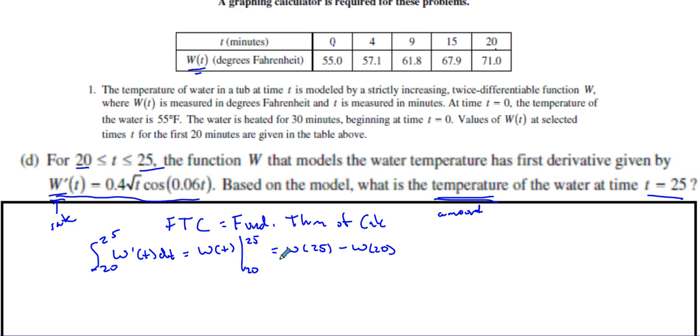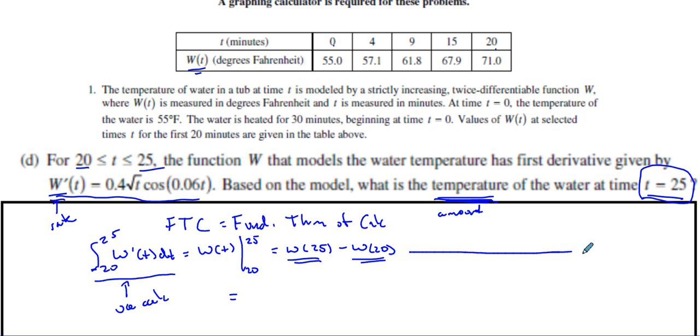Now, this is the thing: when we have this, we don't know what this value is. We're going to use our calculator to help us figure this out. That's going to give us the value of this amount right here. Now, what else do we know? We are trying to find what is W of 25. What is the temperature at 25? We're looking for this. Well, what is W of 20? Well, W of 20, if you look over here, is that value right there. And so this is what we got.